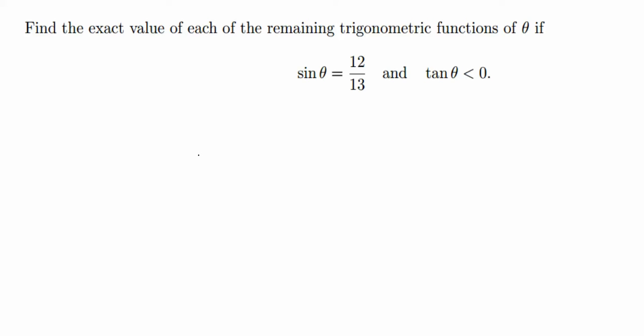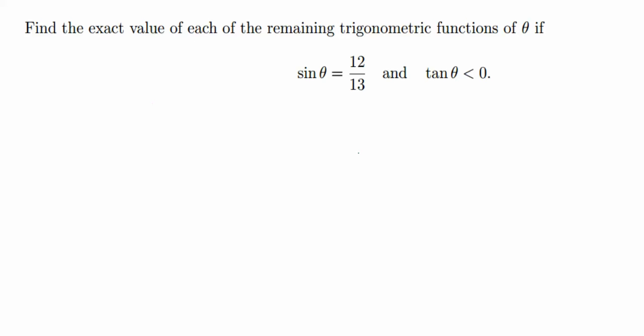Find the exact value of each of the remaining trig functions of theta if sine theta is equal to 12 over 13 and tangent theta is less than 0, and tangent is negative. First of all, we need to determine the quadrant of the angle.